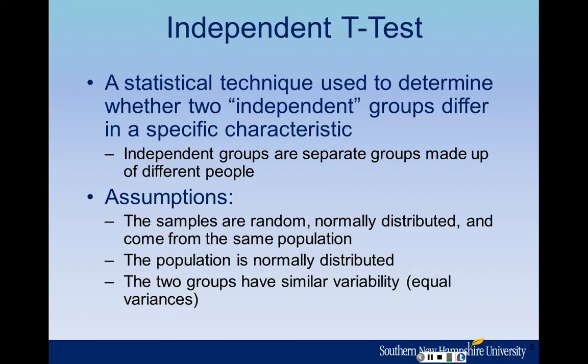The other thing is that the two groups should have a similar amount of variability. If you get a sample from the population, randomly divide them into groups, typically they will have similar variability. So you can look at the standard deviation of each of the groups for whatever variable you're measuring. So this is a scenario where you would do an independent t-test.